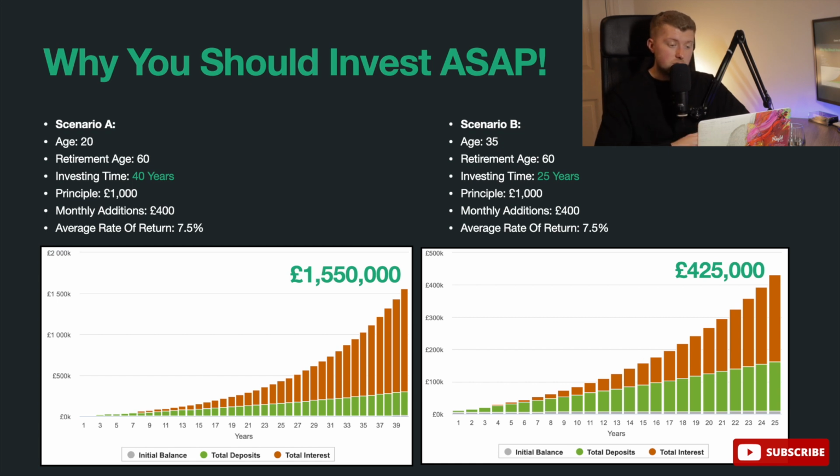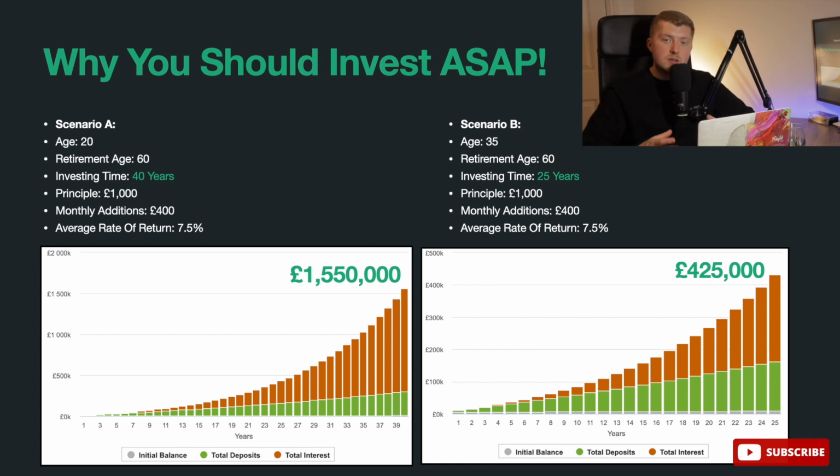But what I wanted to talk about next is why you should actually invest as soon as you possibly can. And the simple matter of fact is, as Albert Einstein said, compound interest is the 8th wonder of the world. And it's very, very true when you look at it from an investment's perspective. When you compare just these 2 examples which I've got on screen in front of you. Scenario A is a 20-year-old person who has a target retirement age of 60 and has an investing time horizon, therefore, of 40 years.